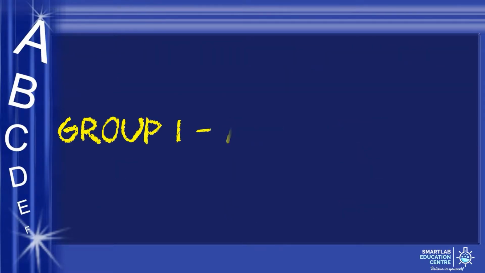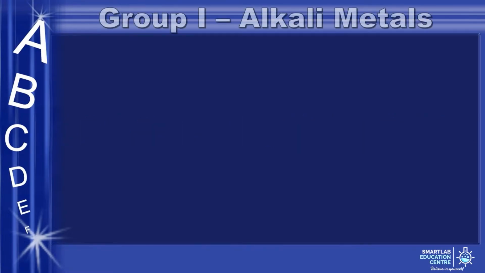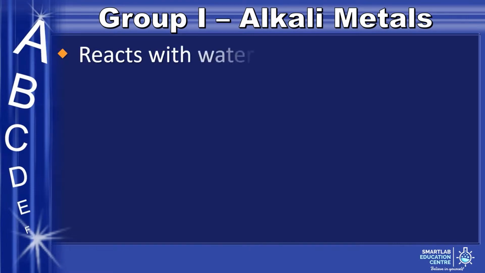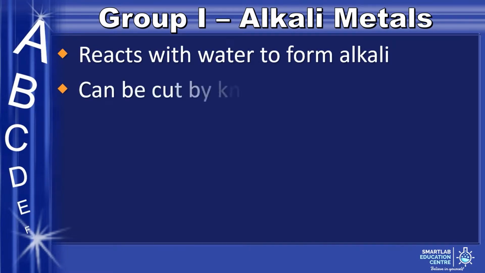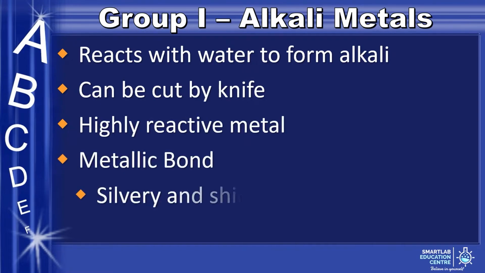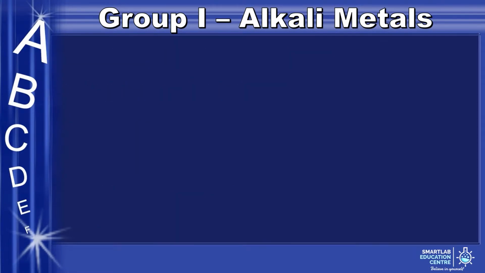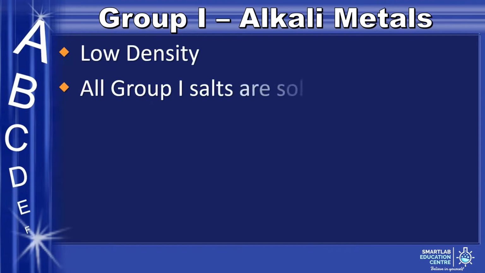Group 1 alkali metals. Alkali metals react with water to form alkali. They can be cut by a knife, are highly reactive metals, form metallic bonds, and are silvery and shiny, while being able to conduct electricity. Alkali metals also have a low density, and all the Group 1 salts are soluble in water.